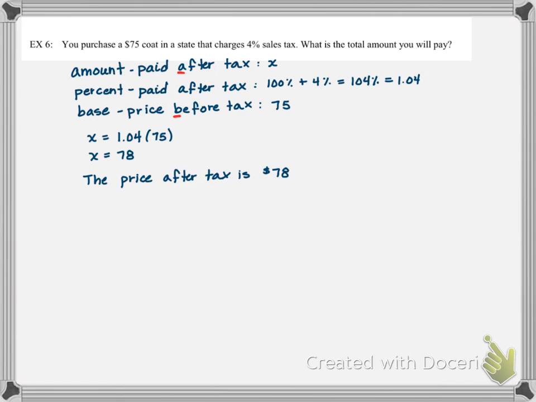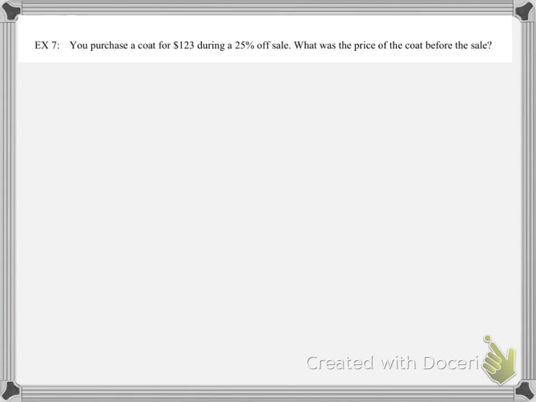So now we're going to switch things around a little bit. We're going to use the same setup, but now we don't know the price before the sale. It's not tax anymore. Now we're doing a discount, but it's going to be the same idea. We're going to make our amount the amount that's paid after the sale, as well as the percent being the percent paid after the sale.